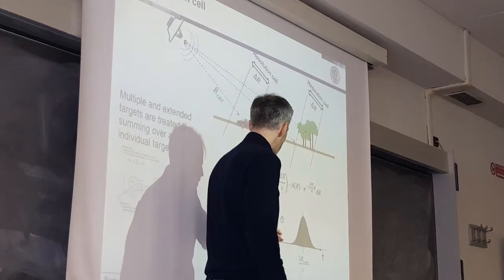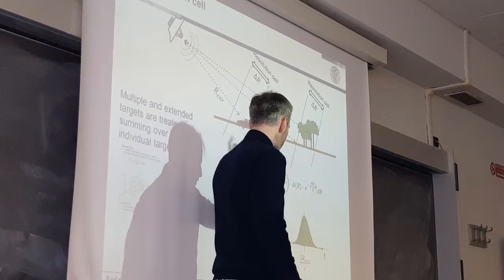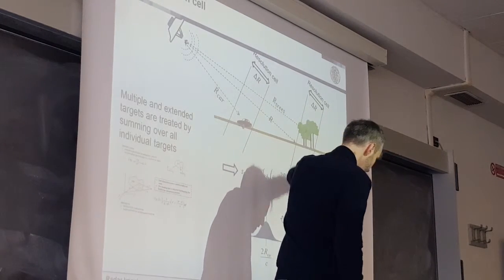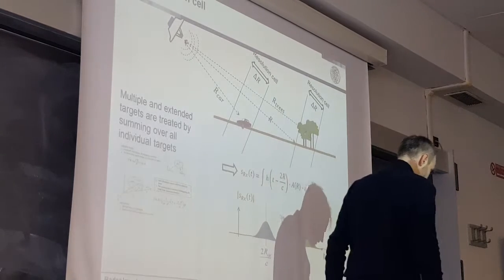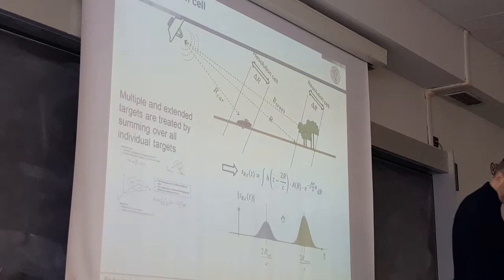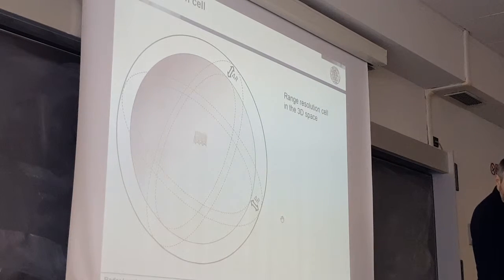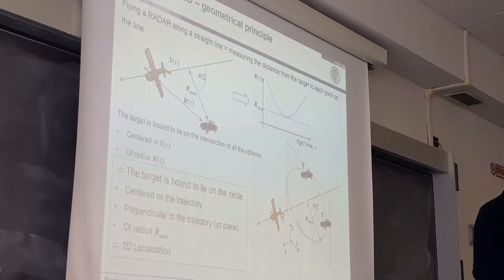This is the signal from the car, and this is the signal from the interference of all the elements within the three canopies. And this is it for localization in one dimension.